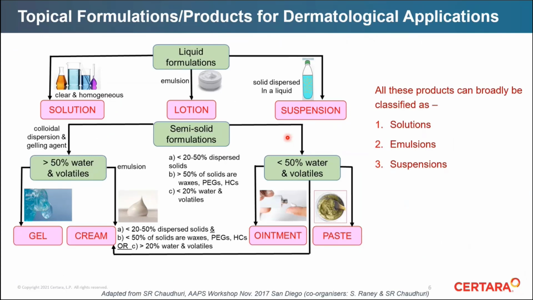Just to quickly classify, all the dermal products are either solutions, lotions, semi-solid formulations, or suspensions. And all of these can be categorized basically into three categories: solutions, emulsions, or suspensions. Gels and creams are usually when you have quite a lot of water present in your formulations, greater than 50%, or ointments or pastes when the water concentration is less than 15%. But overall, all the different formulations available to apply on the skin surface can be broadly classified as solutions, emulsions, and suspensions.